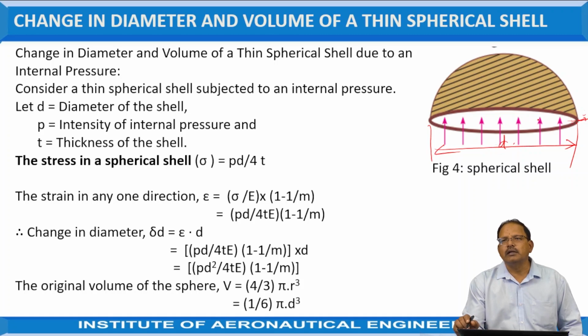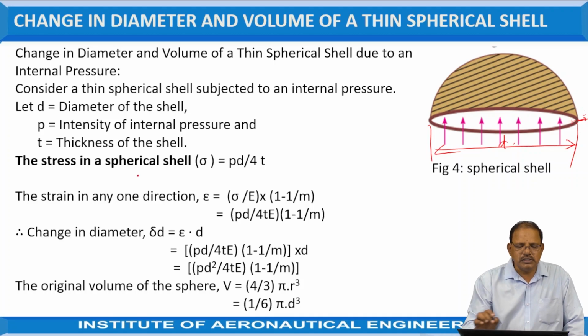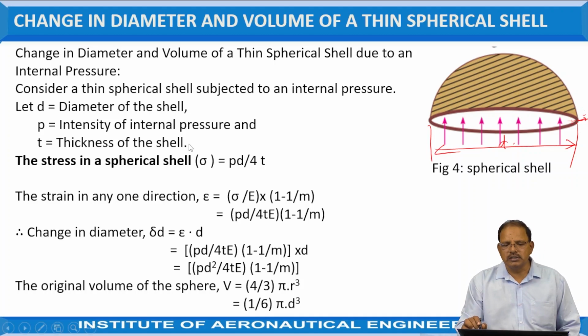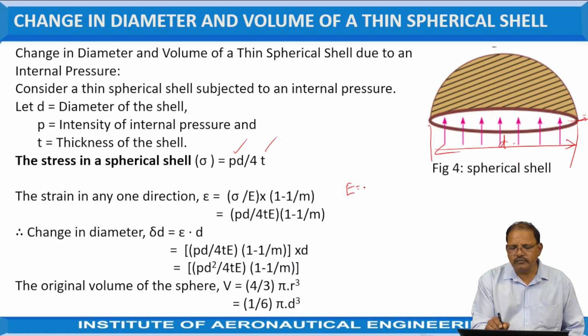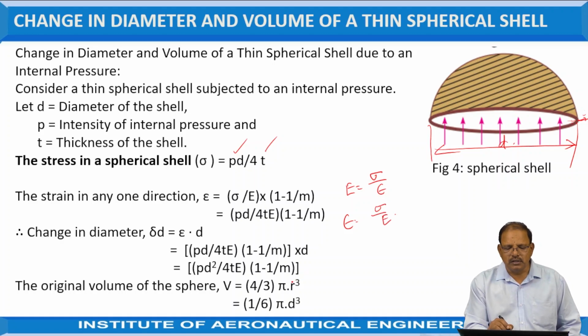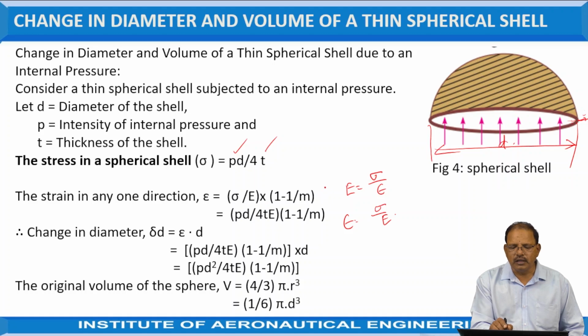P acts perpendicular to its cross section. From this relation, the stress produced within the spherical shell is given by PD divided by 4T. So the strain in one direction, epsilon, by using the relation, strain is equal to stress divided by E, that is sigma divided by E. So the strain in one direction is equal to sigma divided by E into 1 minus 1 by m.